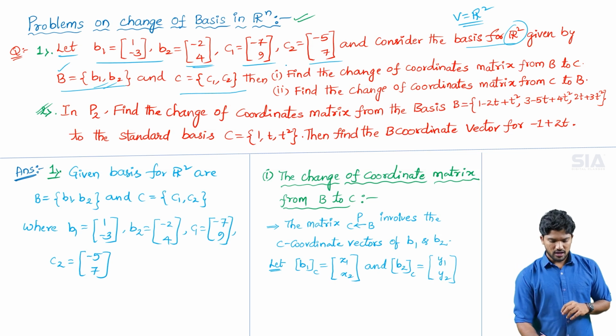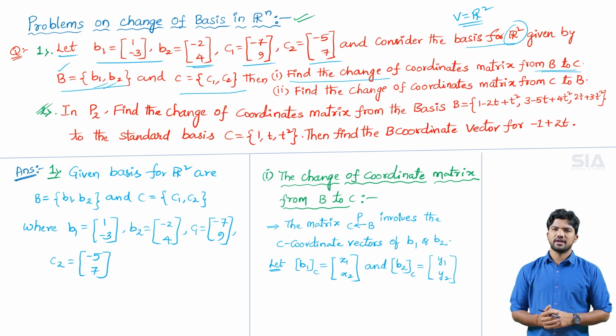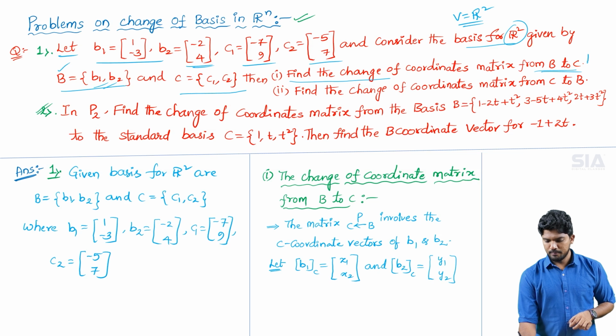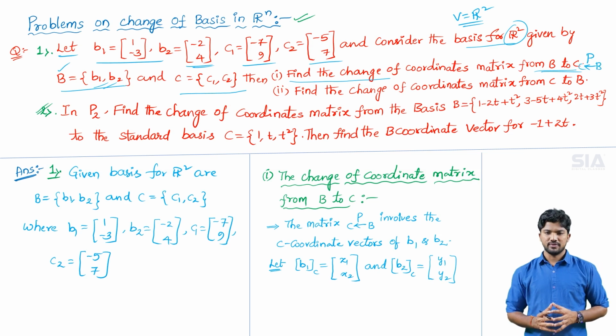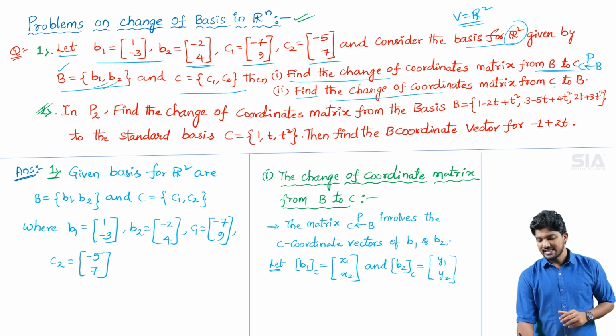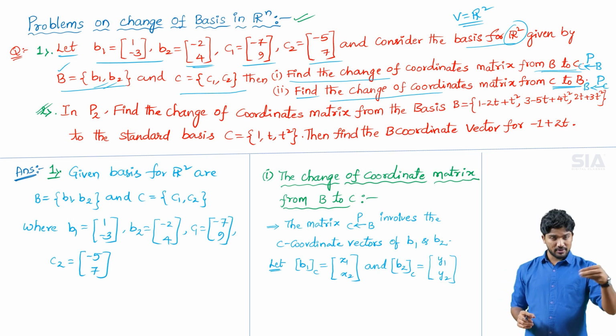First of all, the first sub question is to find the change of coordinate matrix from B to C. So we have to find the coordinate matrix, you know very well, P from B to C. Next, the second sub question is to find the change of coordinate matrix from C to B. Same question only, from C to B we have to find it. Based on this method only, in the previous lecture also we discussed one problem. That problem depends upon the same process only.